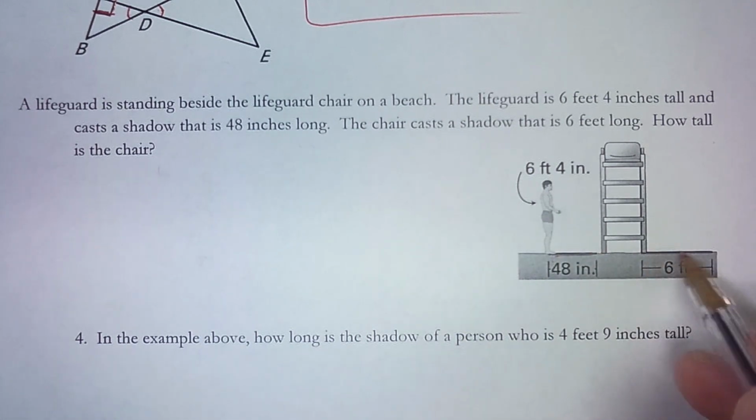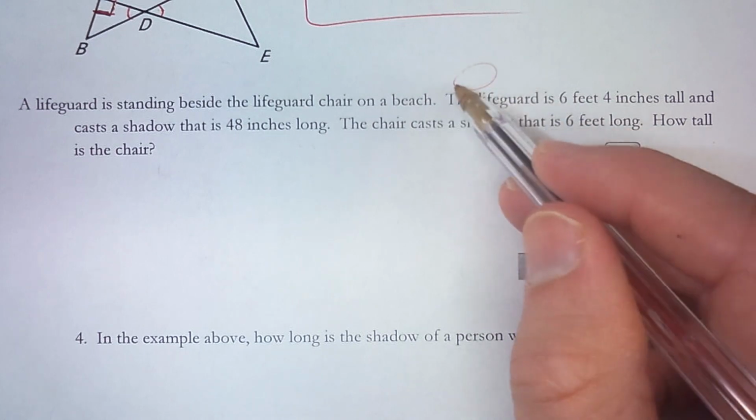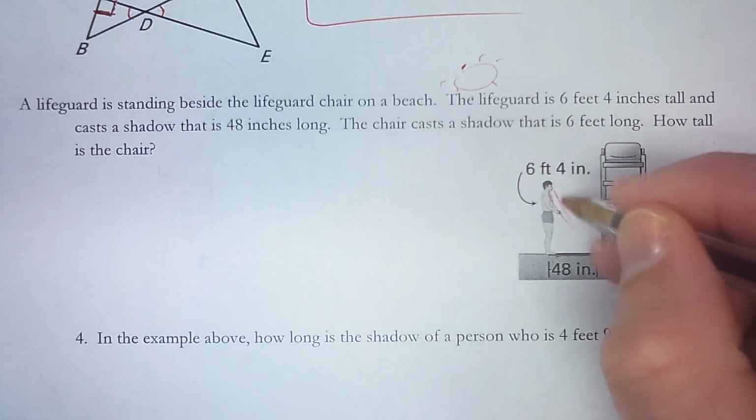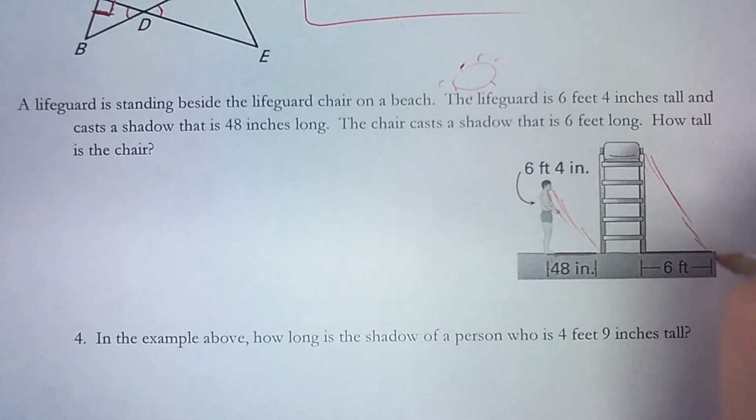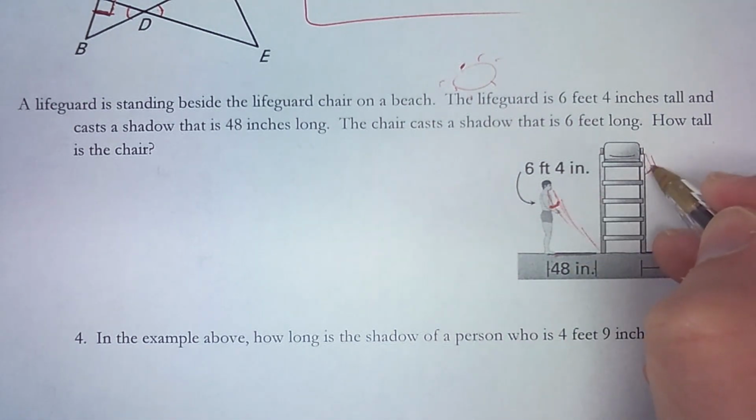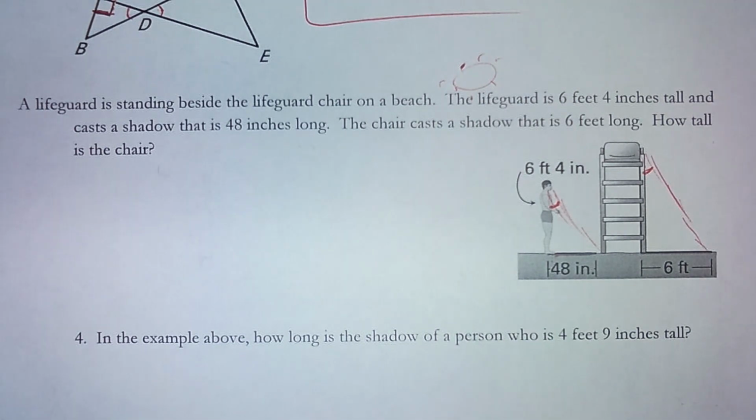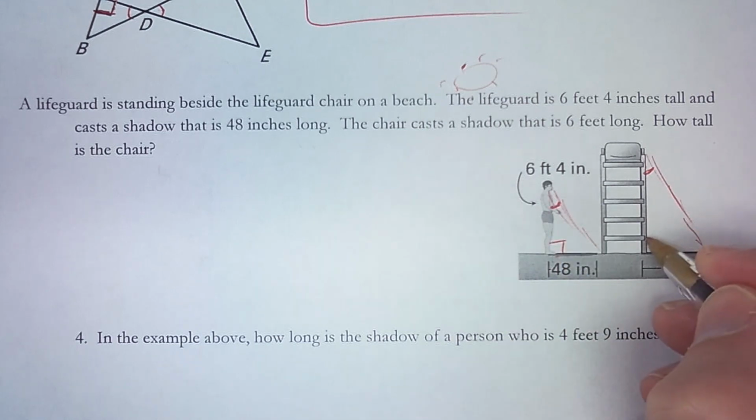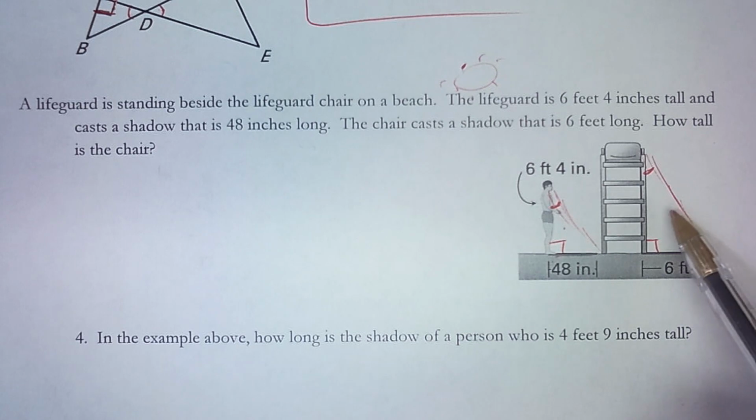So if the shadow is going this direction, that means the sun is somewhere up in this area, and its rays are coming down like this and like this on the chair and the lifeguard, and it would be forming the same angle right here. Okay, now the lifeguard is standing straight up and the chair is straight up and down, so that is a right angle. So I can say that these two triangles are similar by angle-angle similarity. And we can use proportions on these similar triangles to find out how tall that chair is.